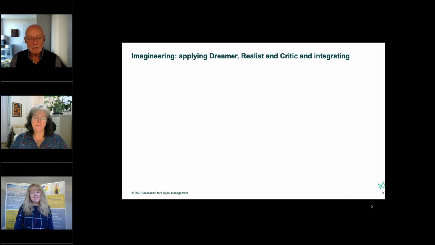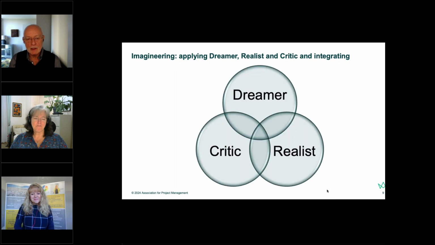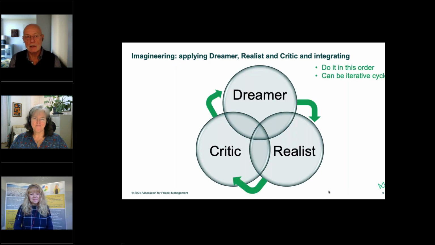Okay. So let's just see if we can start to pull this together as we're closing in on the hour now. If we can go through roughly in synopsis, Emma, you could start us off with this. Where we start this process, because this will be something people have not done before. So what's the headline advice in terms of how to get stuck into Dreamer, Realist, Critic?